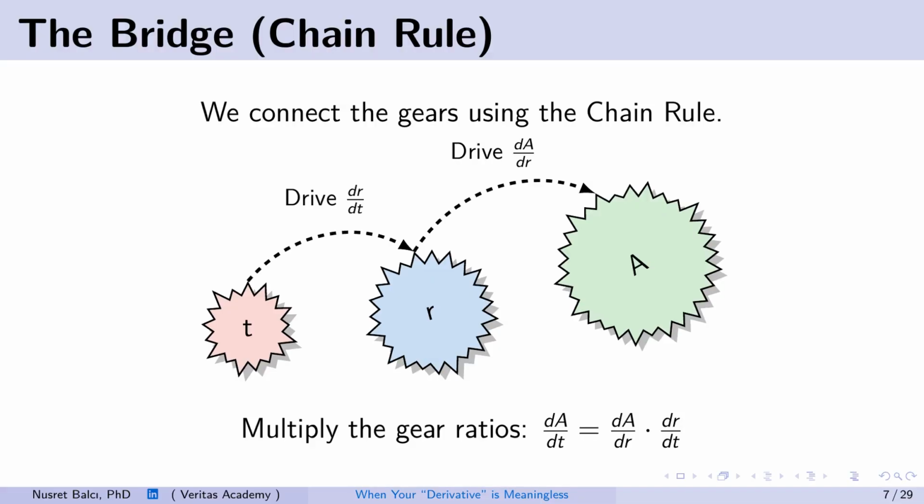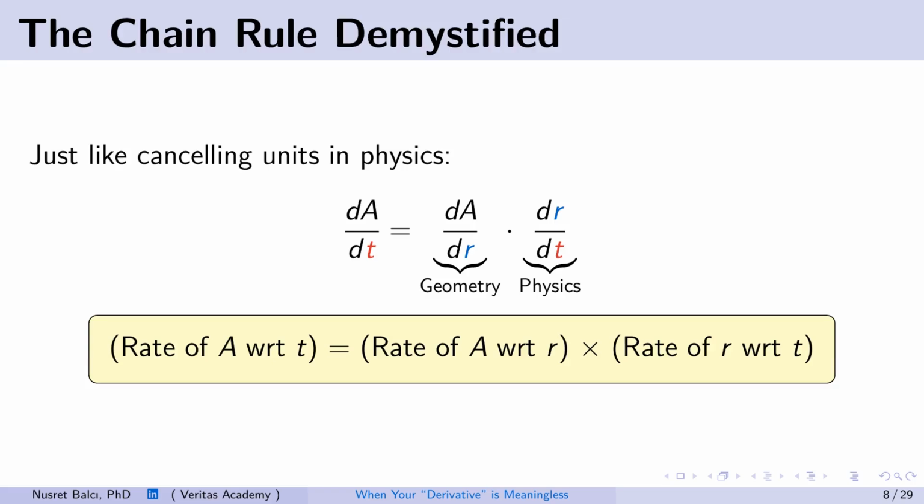So, how do we bridge the gap between the geometry and the physics? We use the chain rule. As we saw with the gears, time drives the radius, and the radius drives the area. It's a connected chain of influence. And the mathematics matches the mechanics. To find the total speed, we don't add the rates, we multiply them. The rate of area with respect to time, dA over dt, is equal to the geometry, dA over dr, multiplied by the physics, dr over dt. This multiplication is the soul of the chain rule.